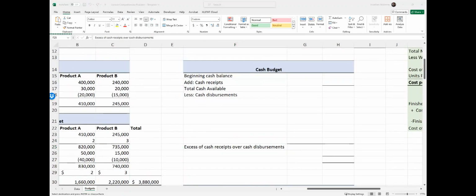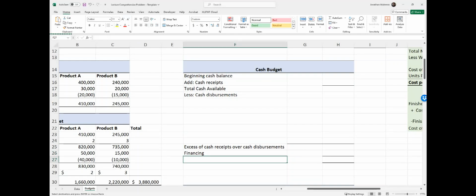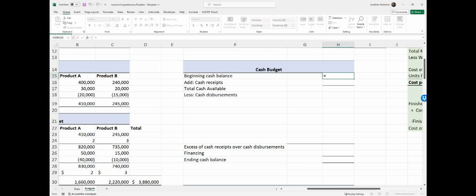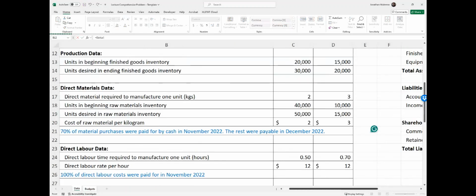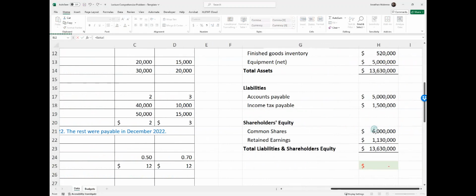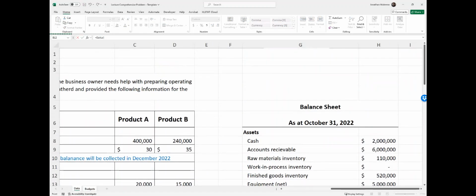And then you have your financing here if you need to go and borrow money from the bank, and then that will give you your ending balance. So now, using the facts in the case, let's populate our cash budget. Our beginning balance will be collected from the balance sheet from the previous period, and we said that cash was 2 million.